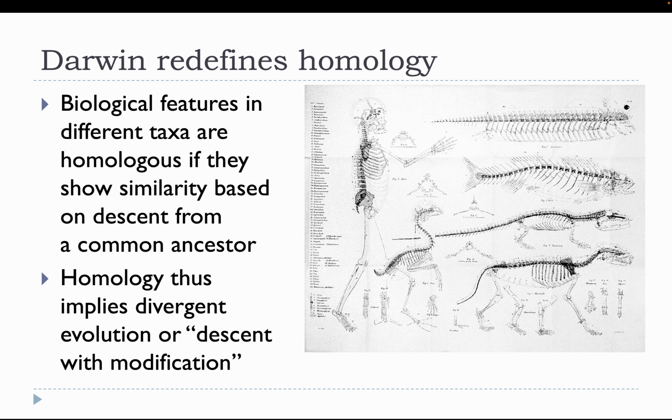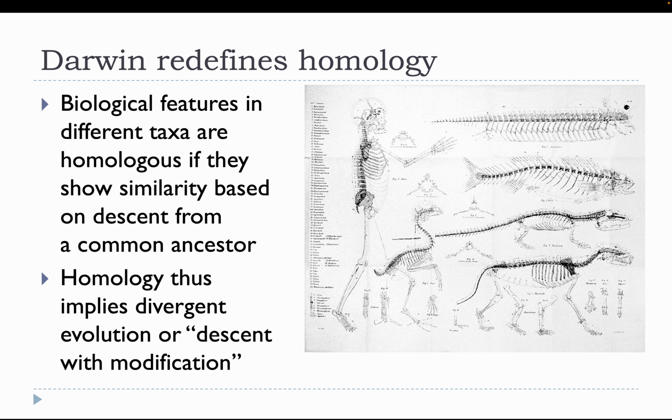I hope you'll forgive me for speaking about Darwin for a few minutes. But let's bring it back to the subject of homology. What Darwin did was basically redefine what homology meant. And what it meant after Darwin was that biological features in different taxa are homologous if they show similarity that is based on their descent from a common ancestor. So homology implies divergent evolution, or as Darwin quite commonly put it, descent with modification.